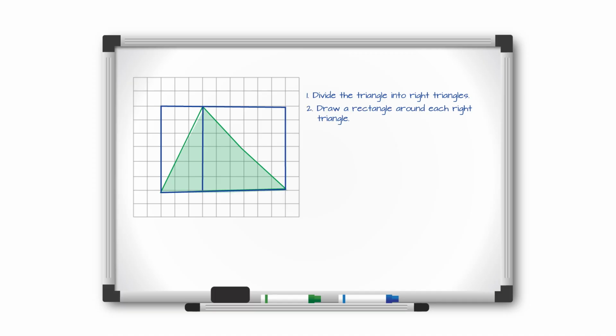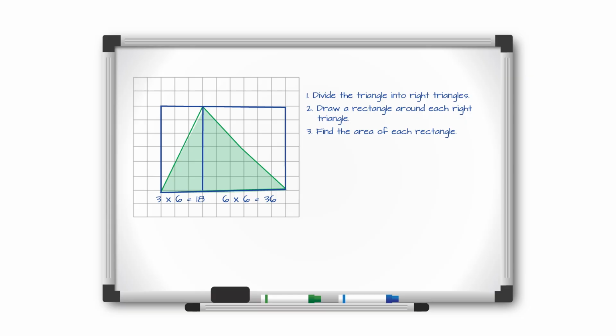Draw a rectangle around each right triangle. All right, and how about step 3? Find the area of each rectangle. Okay, and how did you find the area? You use the area formula. Okay, so we know the area of a rectangle is equal to length times width. So let's write down our areas for the rectangle on the left. It's 3 by 6, so we have 18 square units. And the one on the right is 6 by 6, so it's 36 square units.